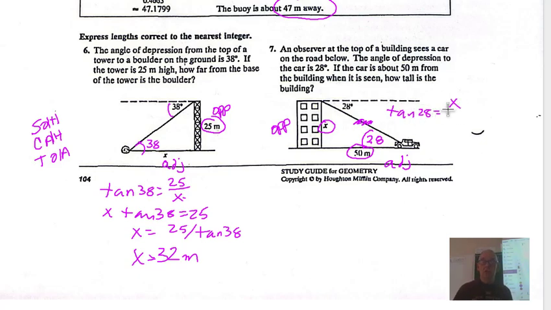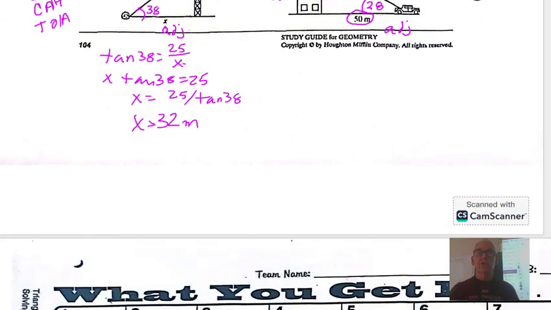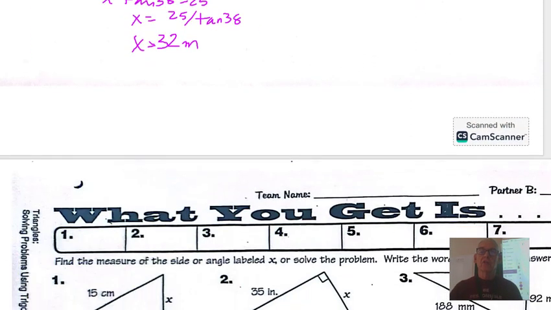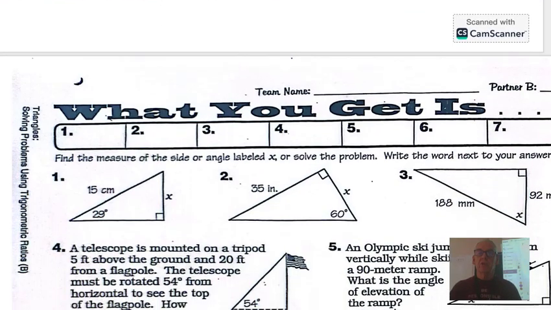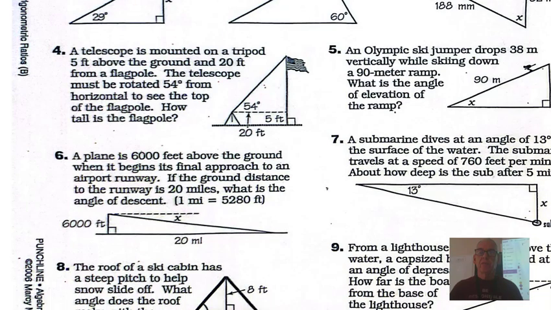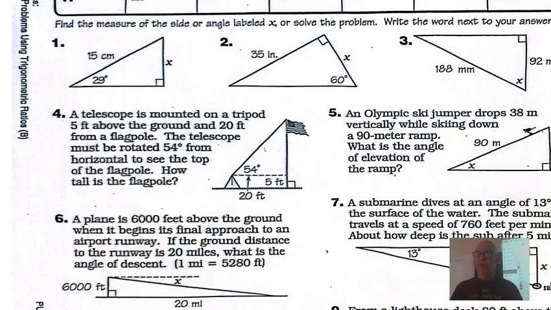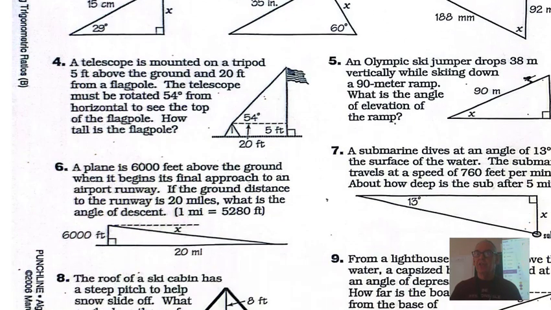You'll see that most of these type problems are going to be tangent problems, but every so often it may be a sine or cosine problem depending on how the numbers are given to you and what the situation is. So this has got to be a tangent because we have opposite with adjacent. So tan 28 is equal to opposite, which is x, over adjacent, which is 50. So this is the easy version. This is where you just multiply 50 times the tangent of 28, and you've got your answer. And that's it for those.